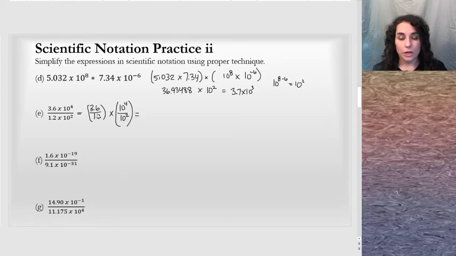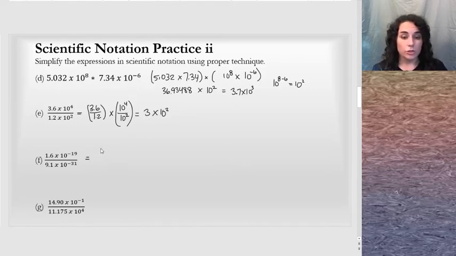All right. We're going to do each term separately. These are like terms. I'm just combining the like terms. So 3.6 divided by 1.2, well, that's 3. 10 to the 4th divided by 10 squared is 10 squared. 3 times 10 squared. And it's that easy. That's how easy that is.